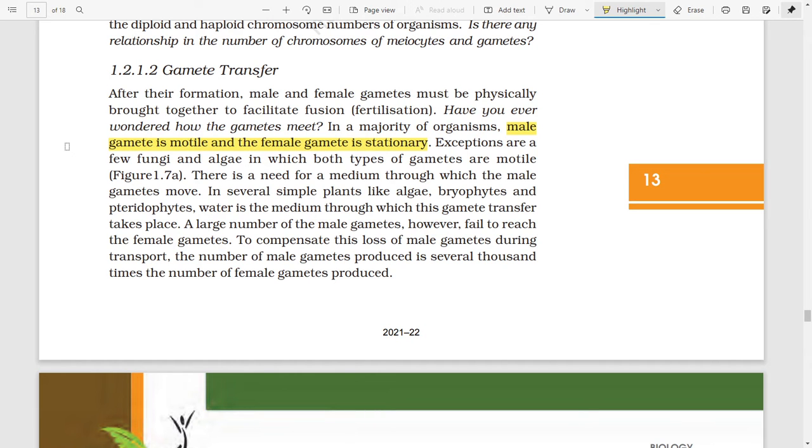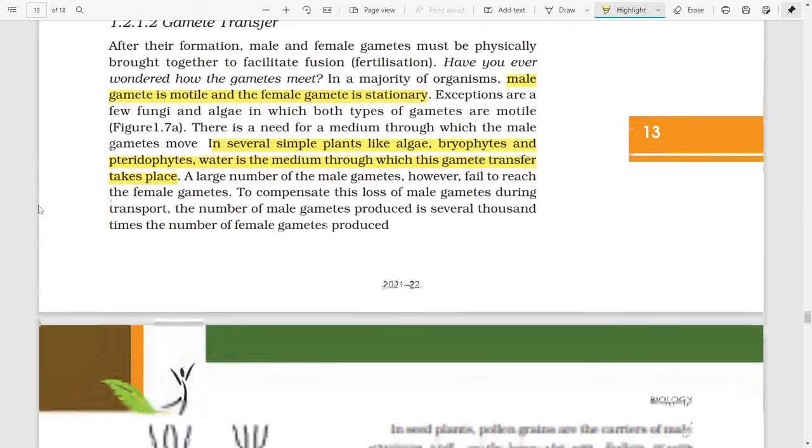There is a need for a medium through which the male gamete moves. In several examples, like algae, bryophytes, and pteridophytes, water is the medium through which the gamete transfer takes place. A large number of male gametes, however, fail to reach the female gametes. To compensate for this loss of male gametes during transport, the number of male gametes produced is several thousand times the number of female gametes.